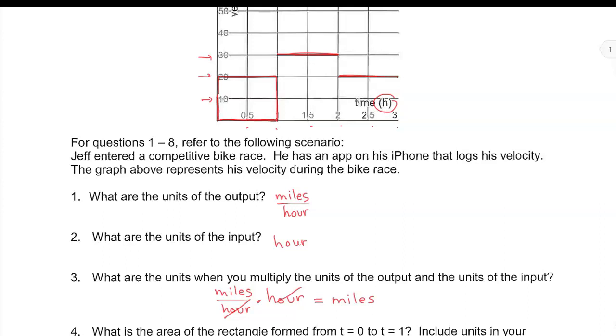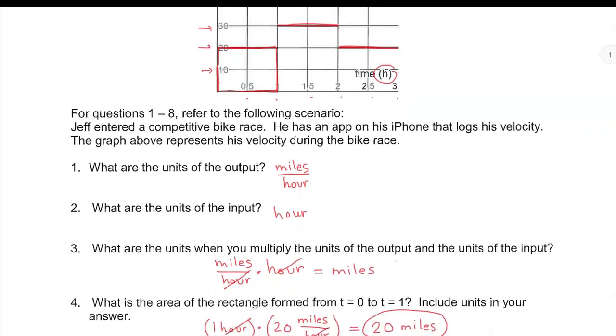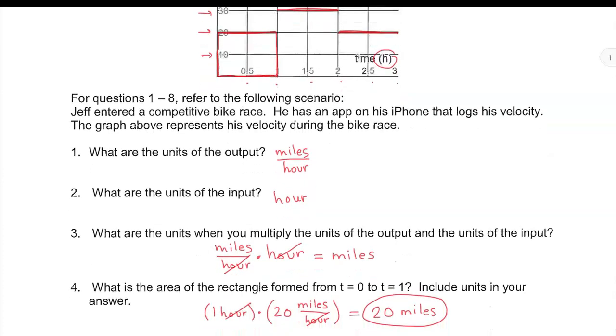So I'm going to write that down as well. The base of that rectangle is 1, and the unit is hours. So I'm going to write 1 hour. Multiply that times the height of the rectangle, which is 20, and put the units there. So 20 miles per hour. The hours unit cancels, and we're left with miles. 1 times 20 is 20 miles. So we're saying that the area under the graph from 0 to 1 represents something. It represents 20 miles. Number 5 asks us to say what it represents.